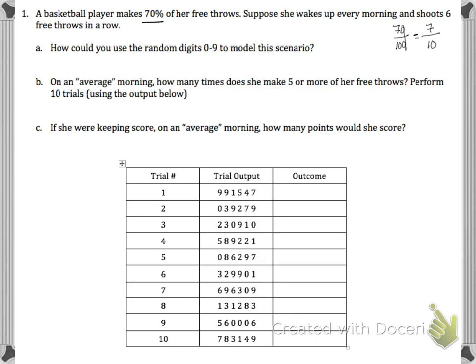So that would mean that our first 7, which is 0 through 6, would mean that she made it. And our last 3 values, which are 7 through 9, means that she missed it.